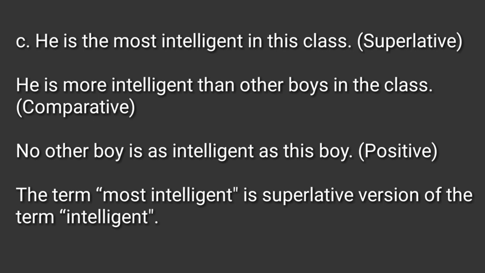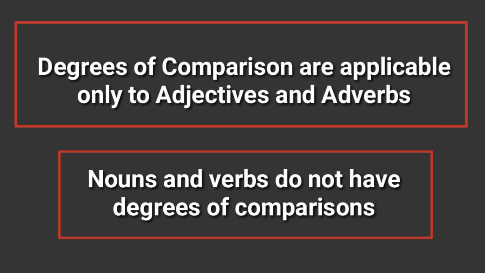Okay. Then the term most intelligent is the superlative version of the term intelligent. And what is the comparative form of the word intelligent? More intelligent. Okay. Now, degrees of comparison are applicable only to adjectives and adverbs. Nouns and verbs do not have degrees of comparison. So, we use degrees of comparison in adjectives and adverbs.